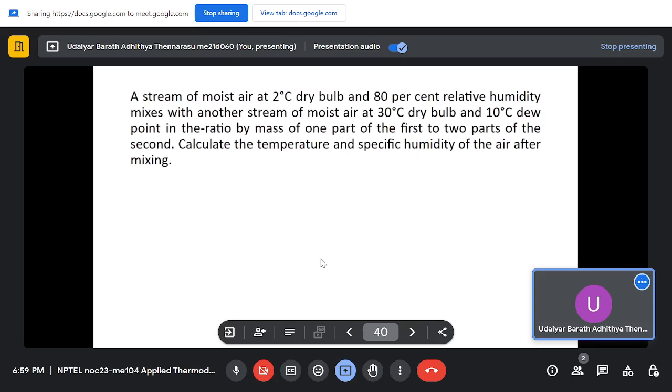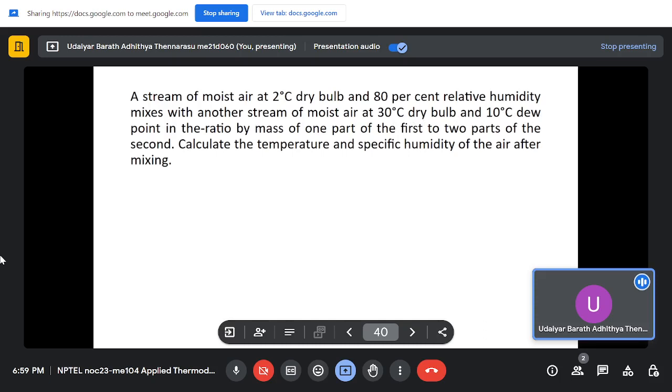So moving on, the next question is, we have a stream of moist air at 2 degrees Celsius dry bulb temperature and 80% relative humidity. This mixes with another stream of moist air at 30 degrees Celsius dry bulb temperature and 10 degrees Celsius dew point. The ratio by mass is 1 part of the first and 2 parts of the second. So 1/3 of the mass of the mixture is at 2 degrees Celsius dry bulb temperature and 80% relative humidity, and 2/3 is of 30 degrees Celsius dry bulb and 10 degrees Celsius dew point.